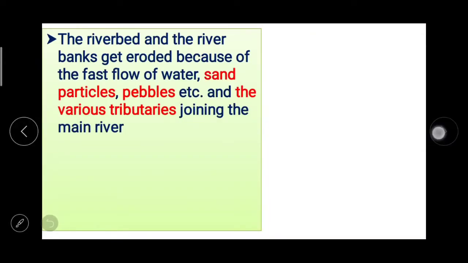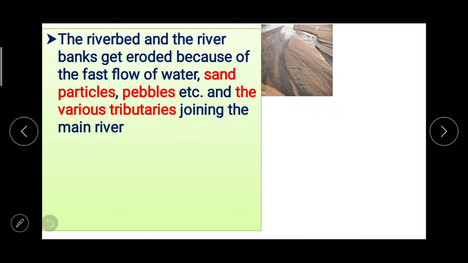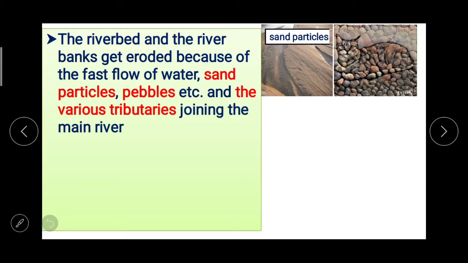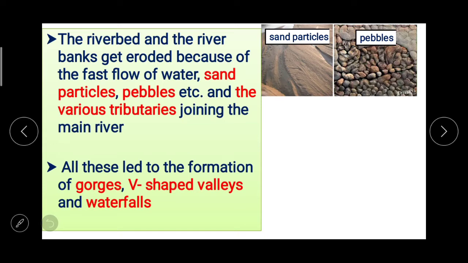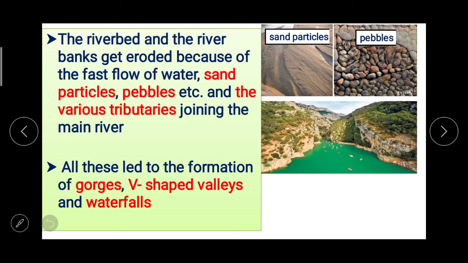And now the next thing, the rivers originate at a much higher altitude from the sea level. Here the river flows at a great speed, and therefore its power to erode is great because of the speed. So, the river bed and the river banks get eroded because of the fast flow of water, sand, particles, pebbles, etc. and the various tributaries joining the main river.